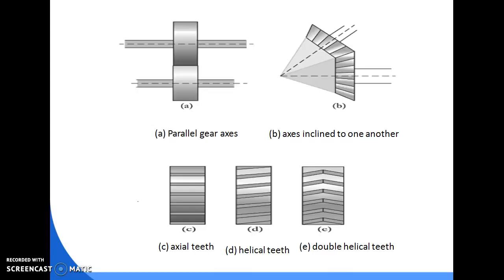And here we can see the different types of gear. First one is parallel gear axes, then the second one is axes inclined to one another, and in the third picture we can see the axial teeth on a gear, which is a spur gear. Then we can see the helical teeth on a gear. The first one is single helical teeth and the second one is double helical teeth, what we can see in this diagram.